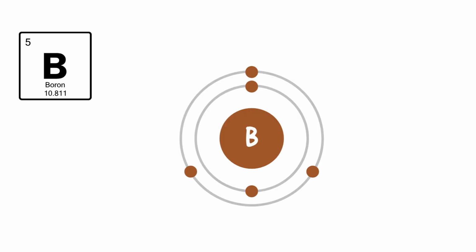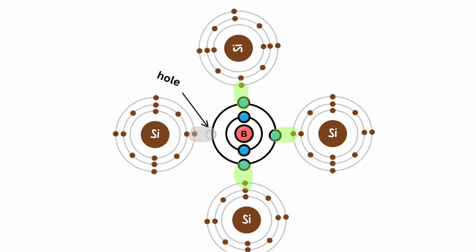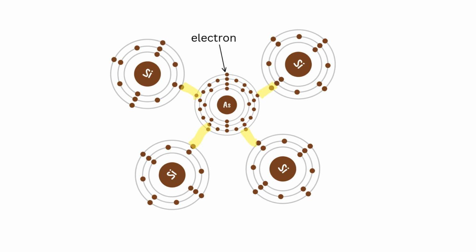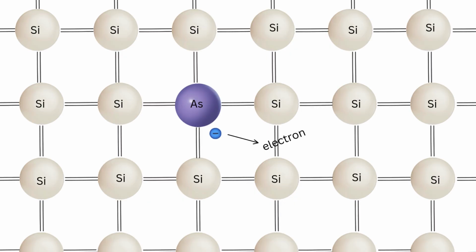For P-type material, we add elements like boron, which have fewer electrons. This creates holes or positive charge carriers where electrons can jump in. To create N-type material, we add elements like arsenic, which have more electrons than silicon. These extra electrons are free to move, making the material more conductive.